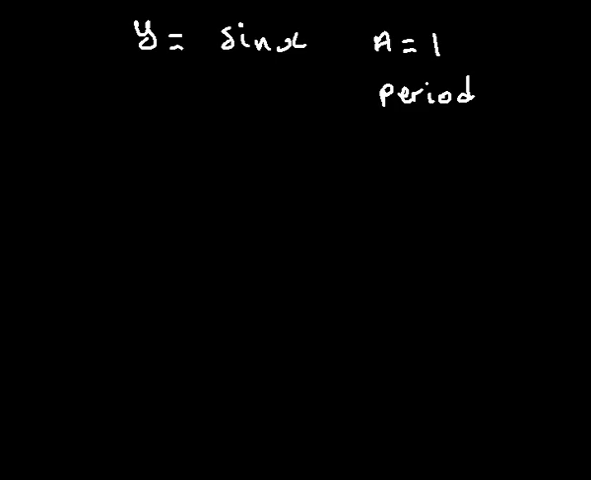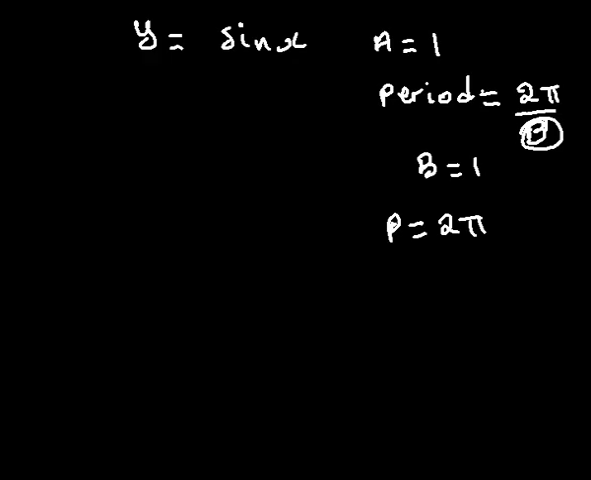And how do we calculate the period? The formula for the period is given as 2 pi divided by the coefficient of x, which is symbolized as b. And for this case, what is the coefficient of x? The coefficient of x, which is b, is equal to 1. Therefore, the period is 2 pi, because if we substitute 1, it will be 2 pi.